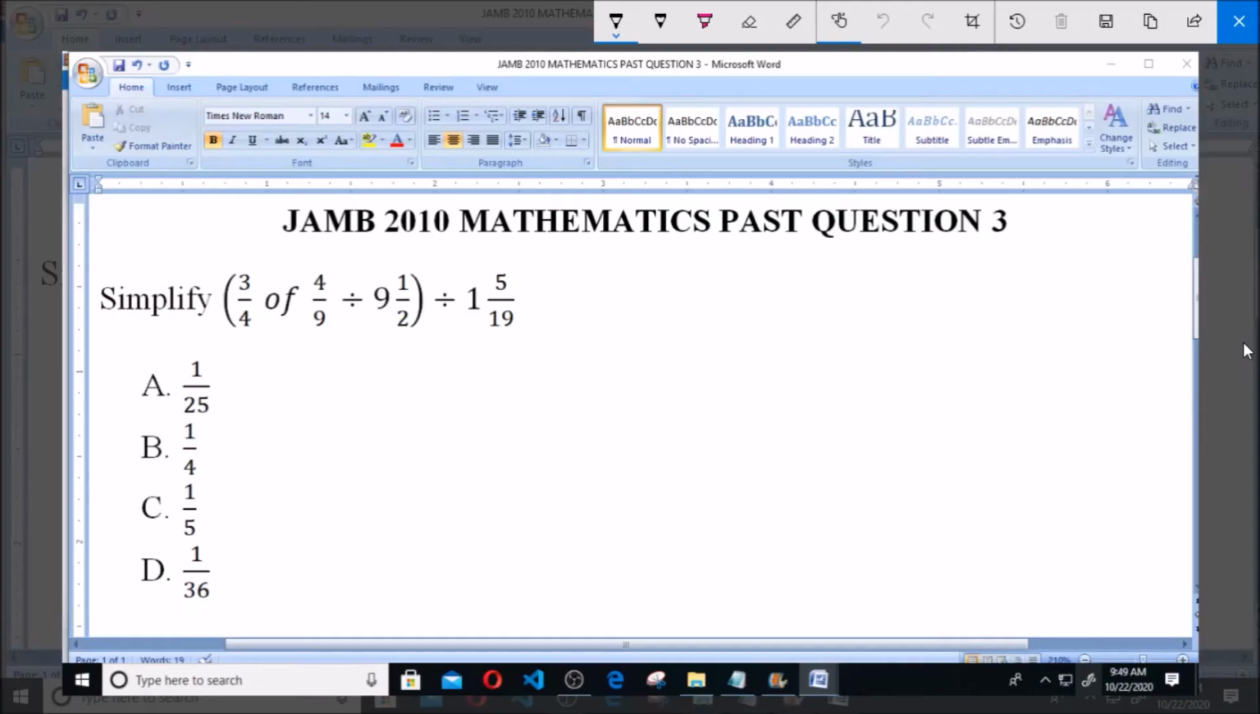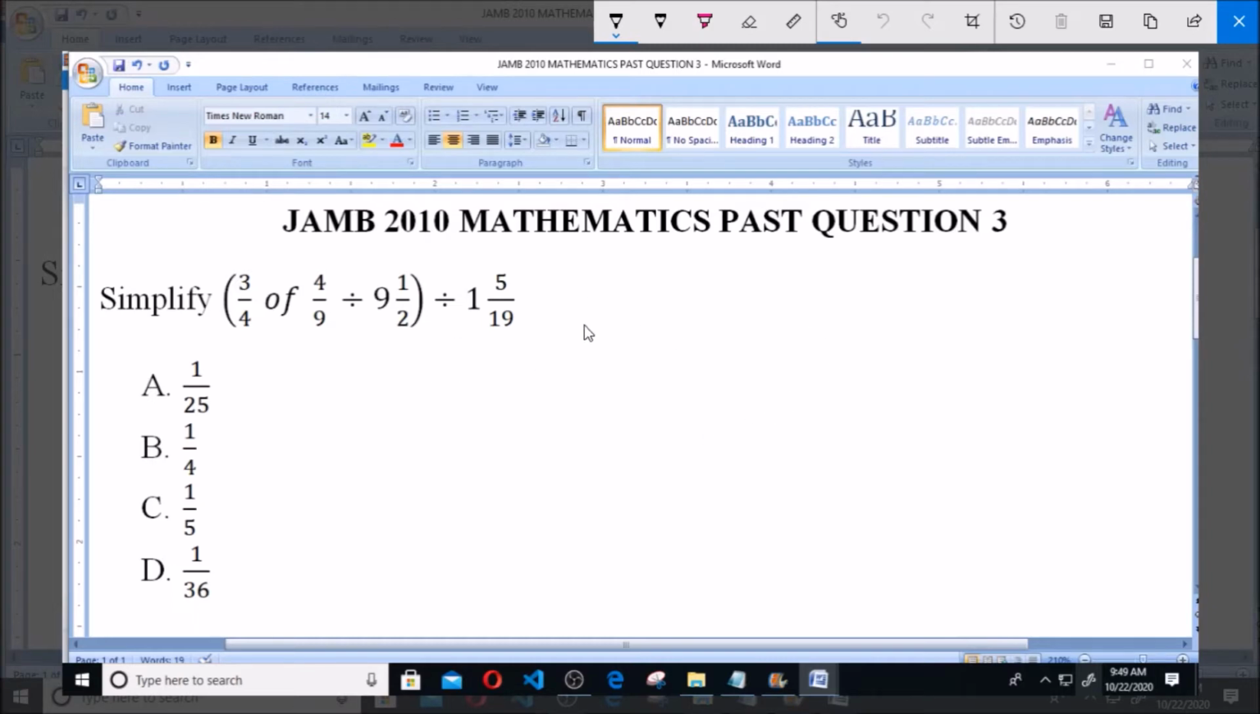I will be answering JAMB 2010 Mathematics Past Question 3. Simplify in brackets 3 over 4 of 4 over 9 divided by 9 whole number 1 over 2 close bracket, then divided by 1 whole number 5 over 19. Options given are A 1 over 25, B 1 over 4, C 1 over 5, D 1 over 36.